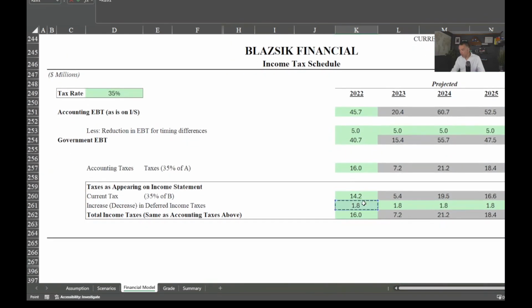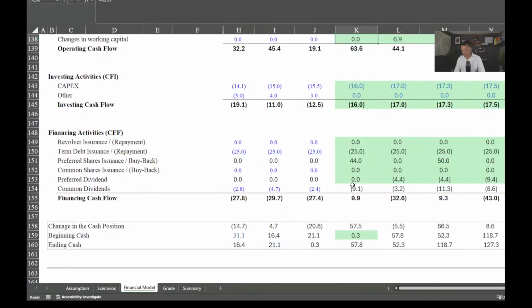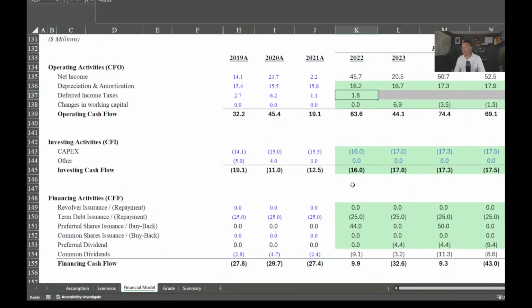So I'm going to go to that 1.8 and just select it. So it's going to be an additional 1.8 each year of cash, because that's the net income. We're going to add back in the depreciation, add back in the deferred taxes, and then it's the changes in working capital. Watch that video if you want to get a good understanding on that as well.